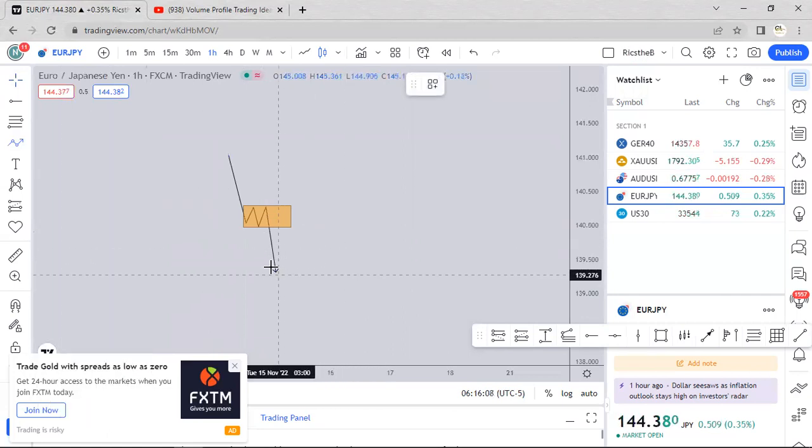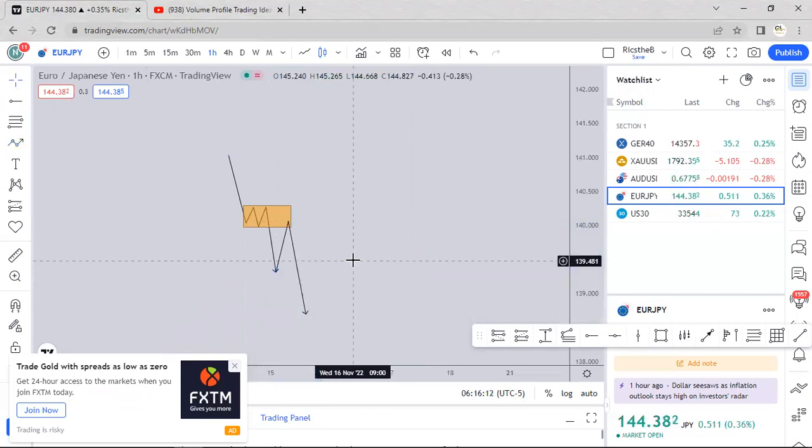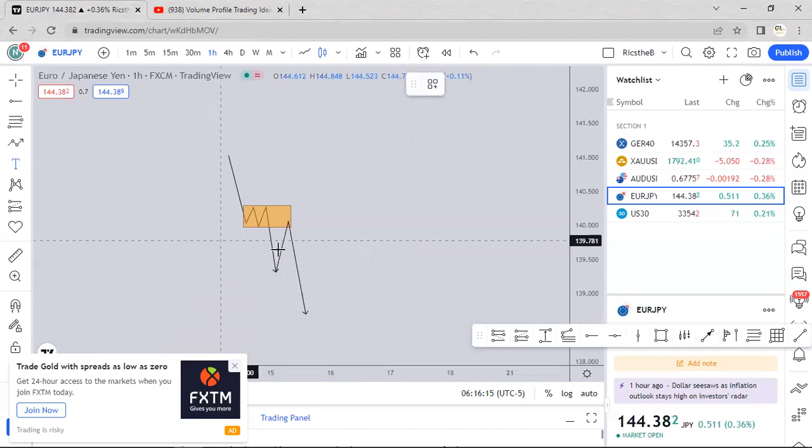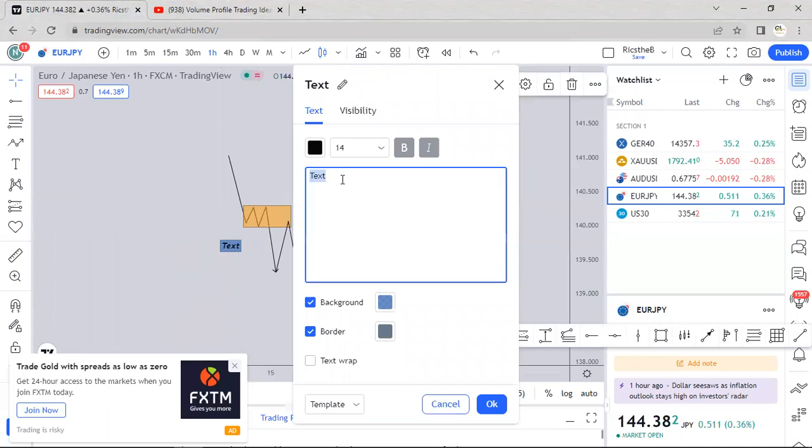At times you see price push back to that level, then a continuation of the move. So this right here, I'll refer to as a drop, base, drop type of supply.